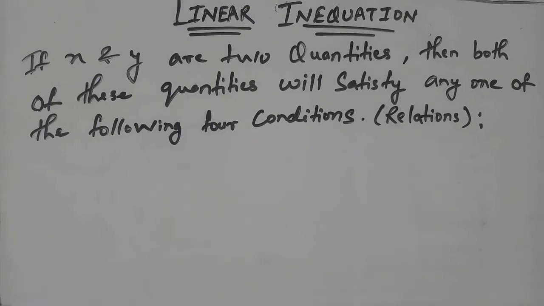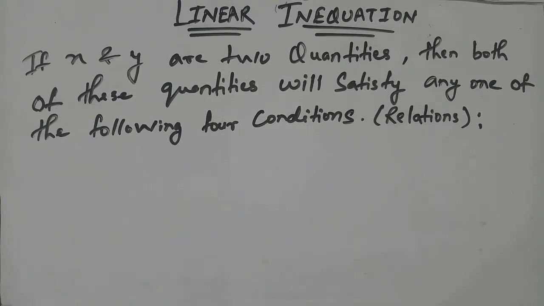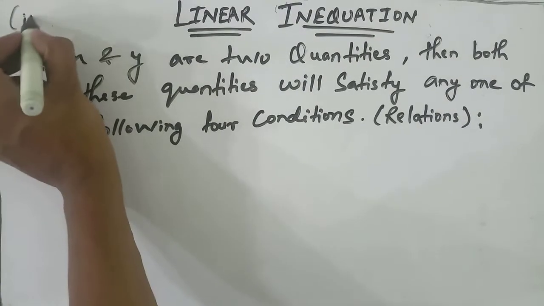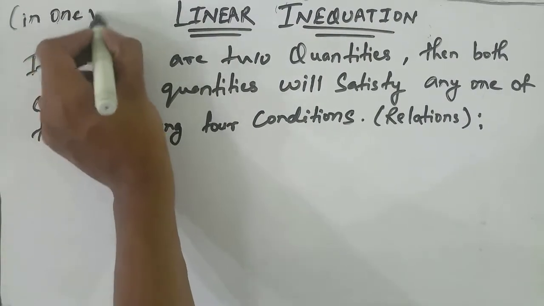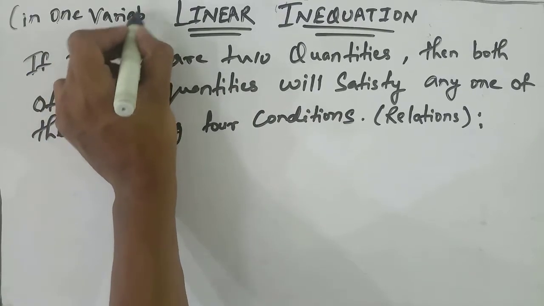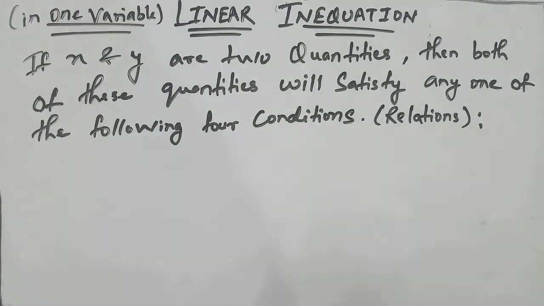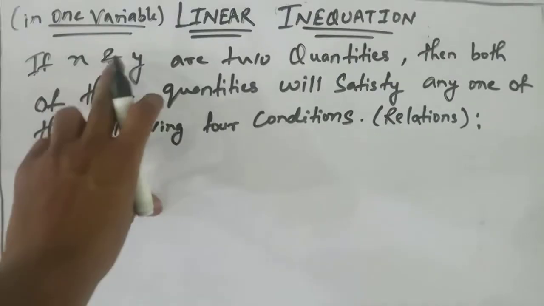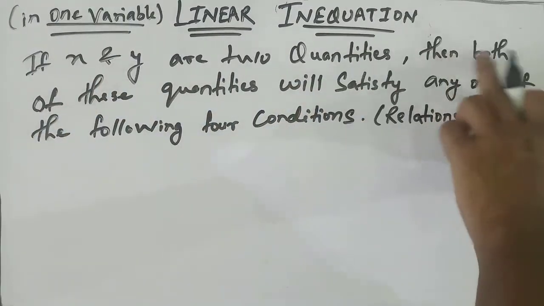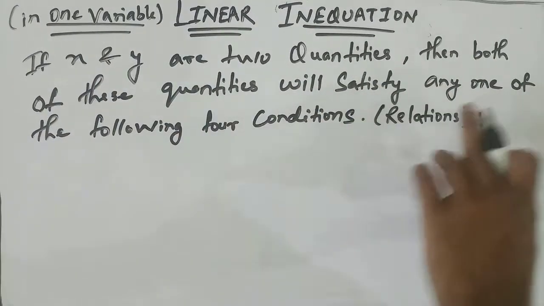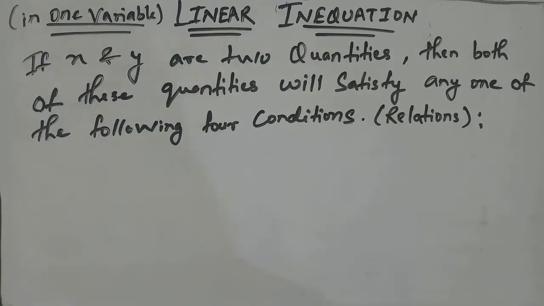Students, so today in this video we will learn about linear inequation, in one variable. That means if x and y are two quantities, then both of these quantities will satisfy any of the following four conditions. So what can be the relation?